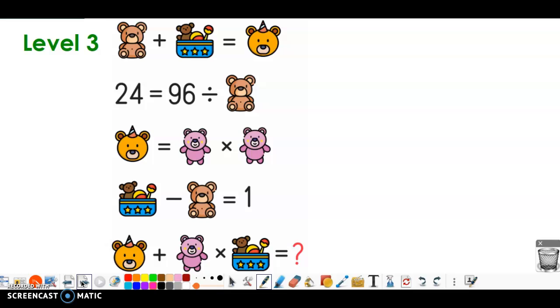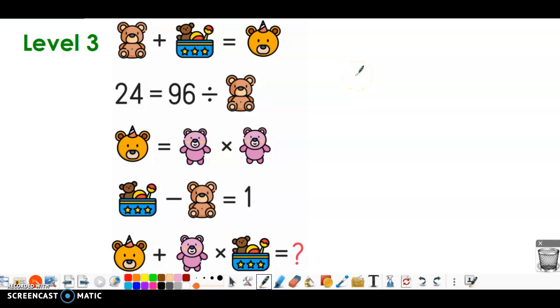And where are we going to start on this one? Well, we don't know anything here. We've got some numbers here. We don't know anything here just yet, or here, or here. So let's go here, okay? 96 divided by something will give me 24, okay?